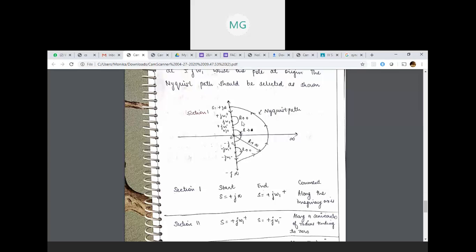So as I told you, for the points which are on the origin or on the imaginary axis, what do we do?